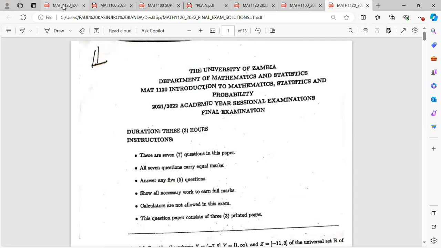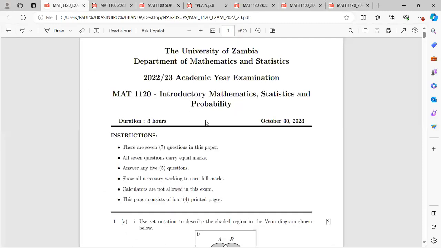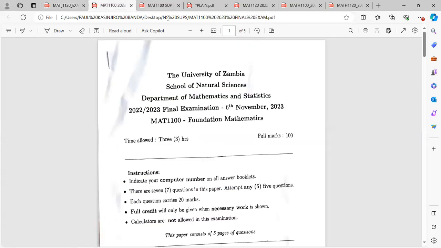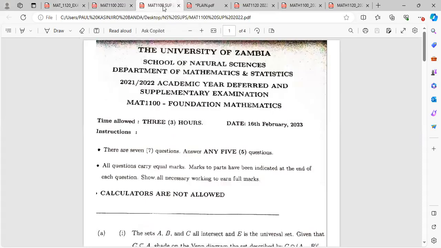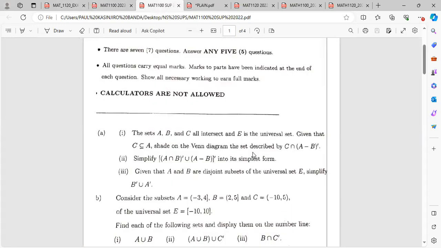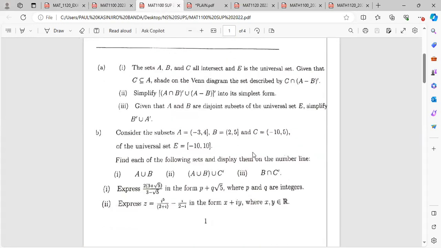Okay, so this one I already solved questions from here. Even this one I already solved. So I'll start with this one. 1100. Okay. So we are dealing with the questions that involve sets. Okay, so solve some questions here, and then we move to the other paper. We solve some questions just like that. Okay. So let's begin.